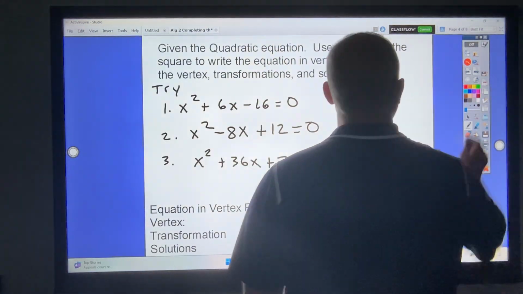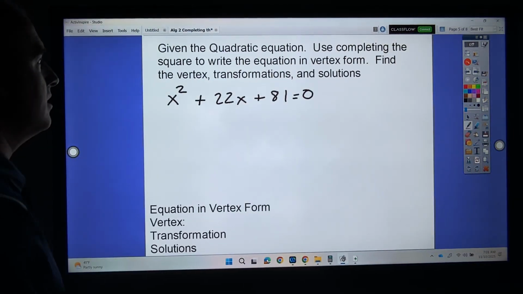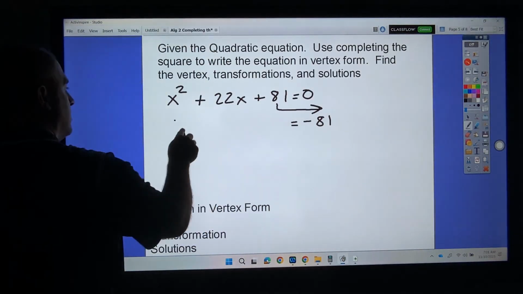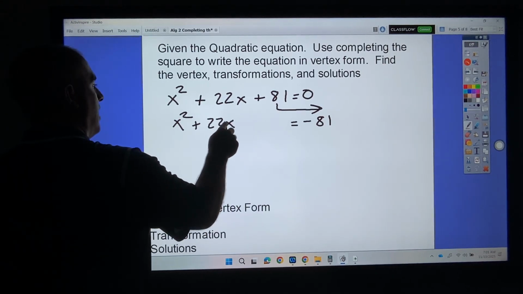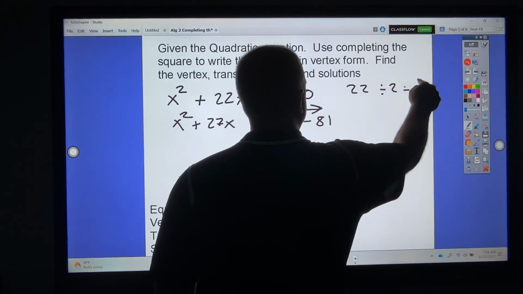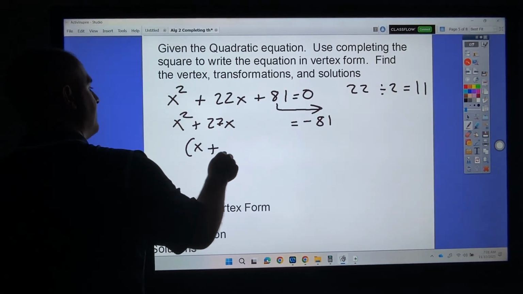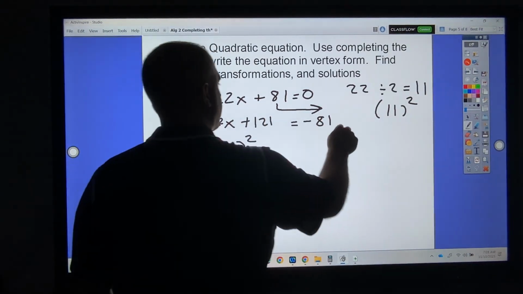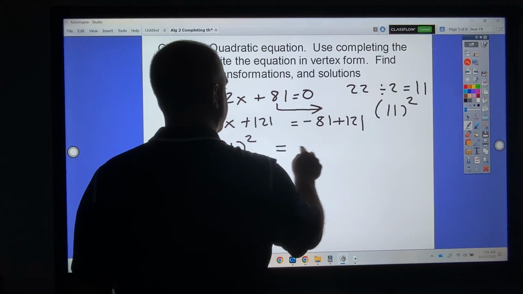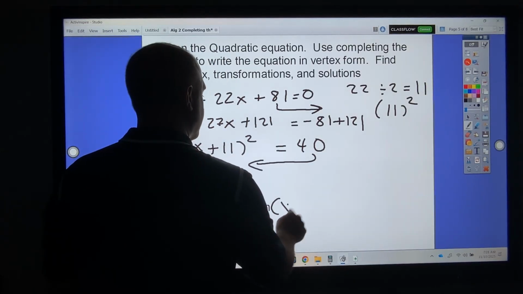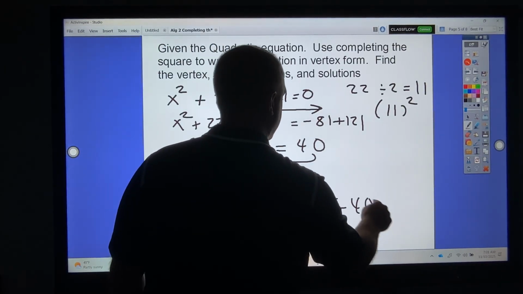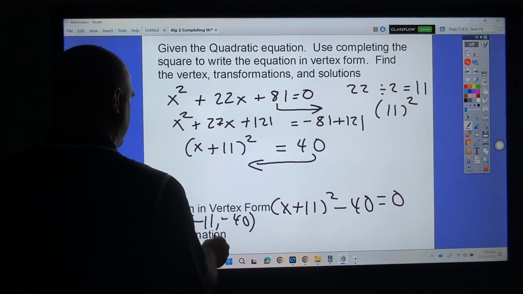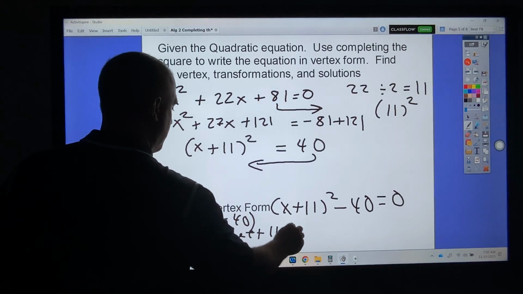Let's go through a few more, just so we feel good about this. Move this 81 over here. That's going to be negative 81. So x squared plus 22x. I'm going to take 22 and divide it by 2. I get 11. So that's going to be x plus 11 squared. I'm going to square 11, which would give me 121. And that's what I put on both sides. If I combine those, I would get 40. And then I would move that back. So x plus 11 squared minus 40 equals 0. My vertex there would be negative 11, negative 40. I would plot that by going left 11, down 40.